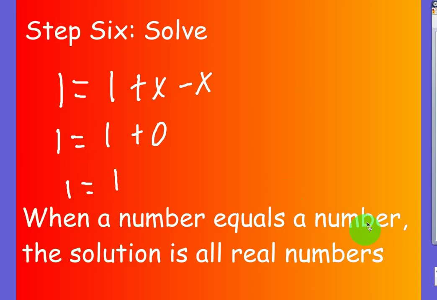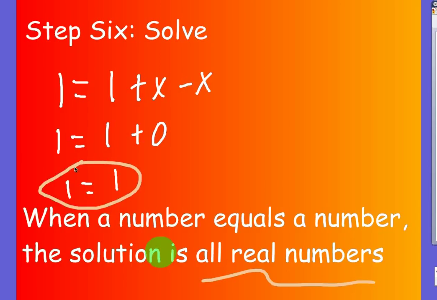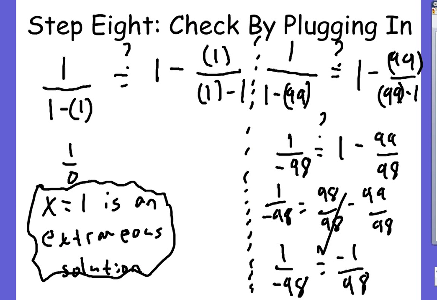Whenever you get a number equal to itself, the solution is all real numbers. We've done that before when we did systems of equations and some other lessons. Go ahead and underline that. When a number equals itself, the answer is all real numbers. And that's it. You don't have to check for extraneous solutions here because you get all real numbers. You can plug any number you want into the equation and it will work. For example, you can plug in 99, and I did that, and I got negative 1 over negative 98 equals negative 1 over 98.